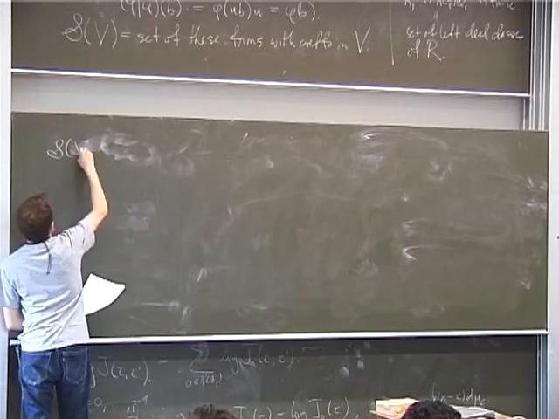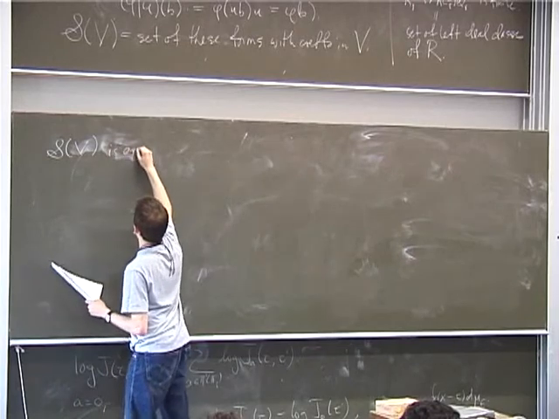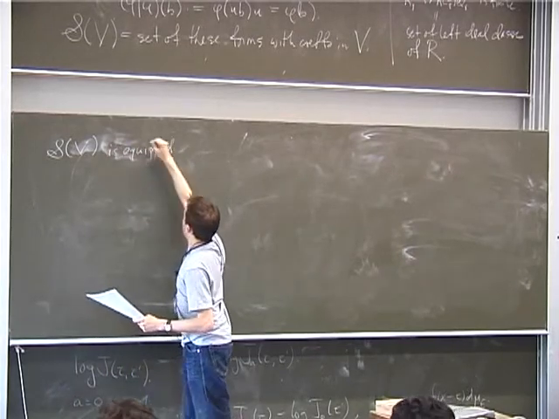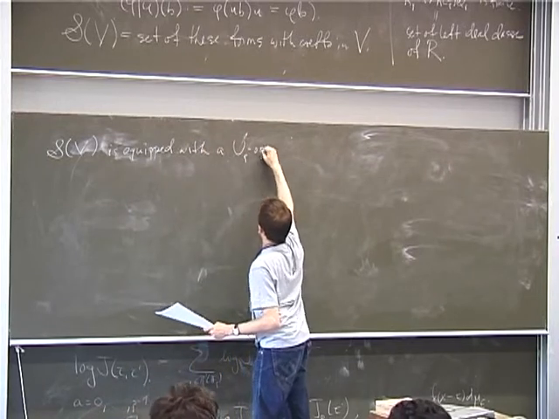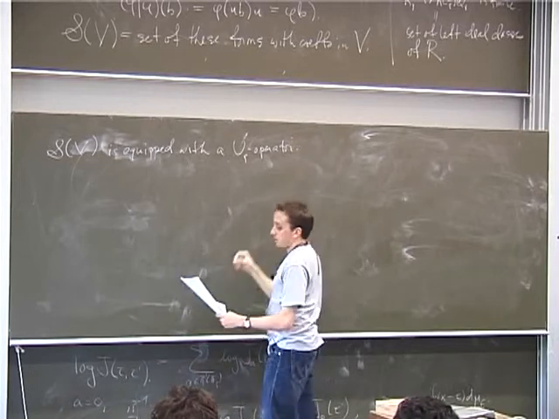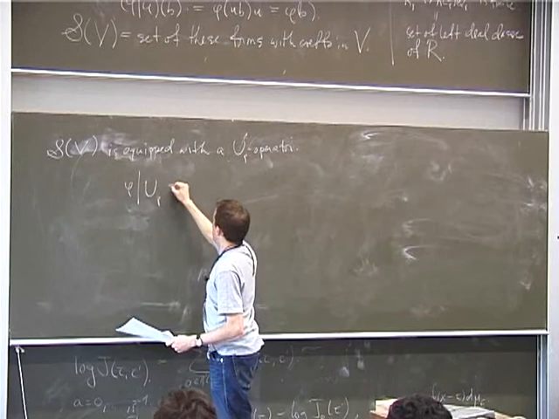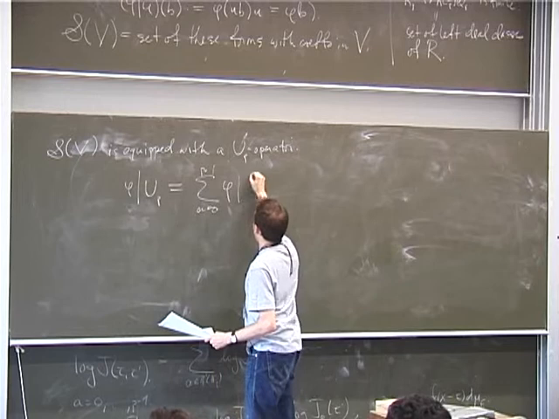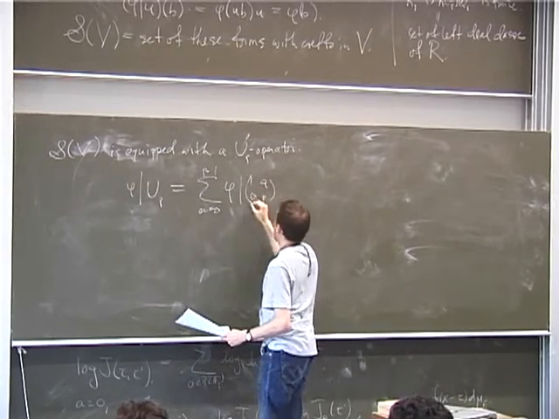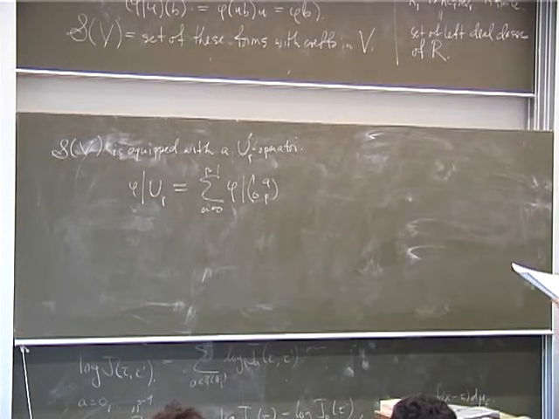Now, S of V is a set of automorphic forms. It's equipped with the action of a UP operator. In the way you would expect, phi slashed with UP is the sum where A goes from 0 to P minus 1 of phi slashed with 1 A 0 P. You can pick any double coset representatives for the appropriate double coset space there because of the action of sigma.